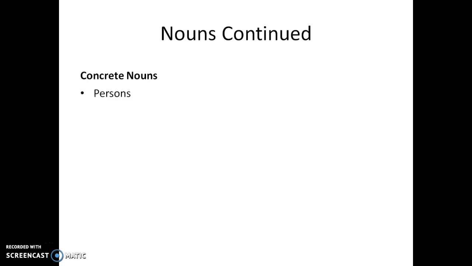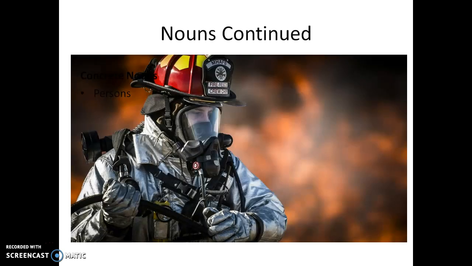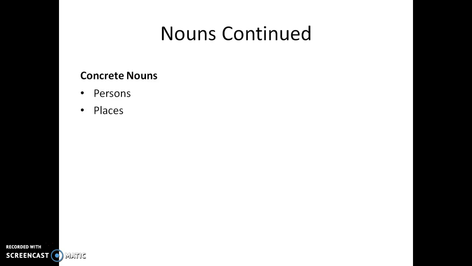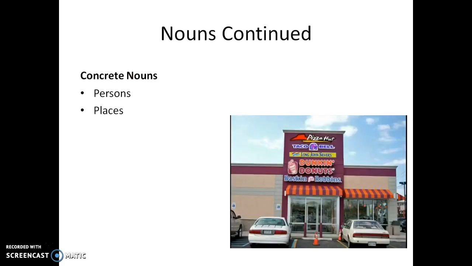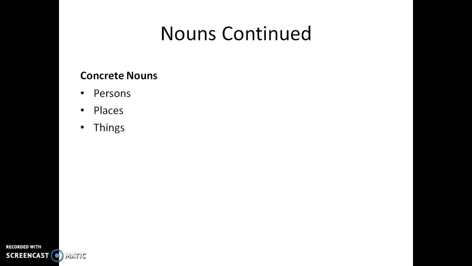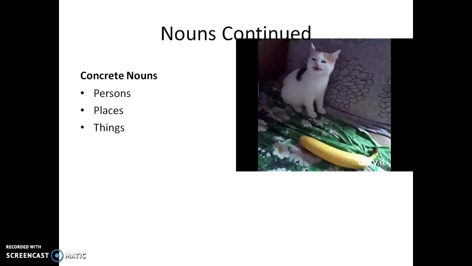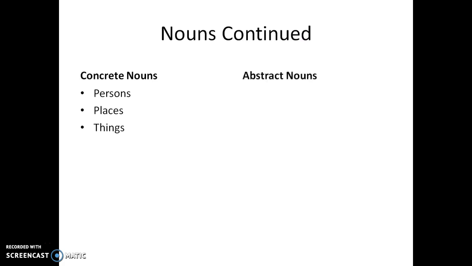Right? So when we think of a person, like a firefighter for example, you can see a firefighter, right? When you think of places, such as a combination Pizza Hut and Taco Bell, you can smell when you're next to a combination Pizza Hut and Taco Bell, right? And when we think about things like a banana, you can actually taste a banana, right? So these are what make these things concrete. They are able to be experienced by your physical senses.